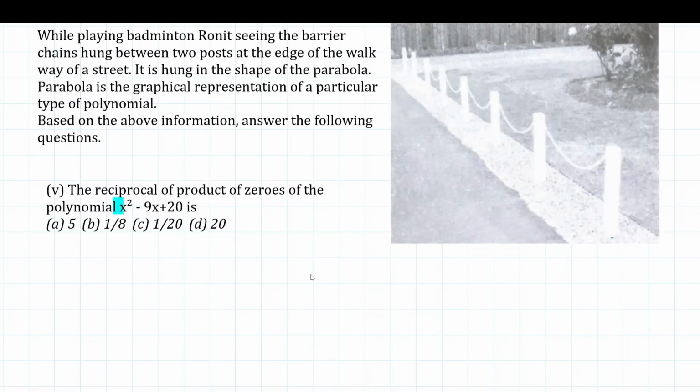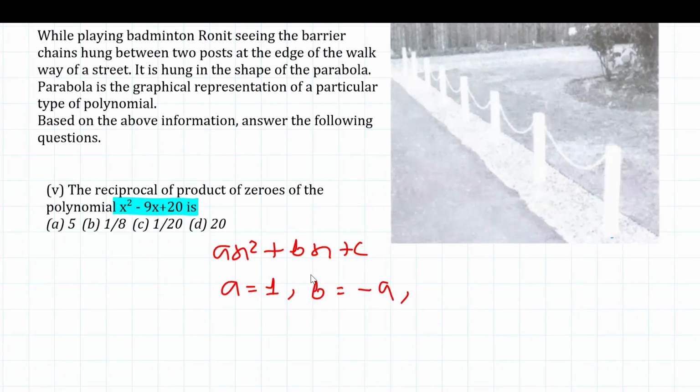One more time, we will be comparing this polynomial with the standard form, that is ax square plus bx plus c. So on comparing, what you can see is that the coefficient of x square is a. So that means a is equal to 1. b is the coefficient of x, which is minus 9 here, and c being the constant term. So c is how much? c is 20. Now, first of all, we have to find the reciprocal of the product. So first we need to find out the product.